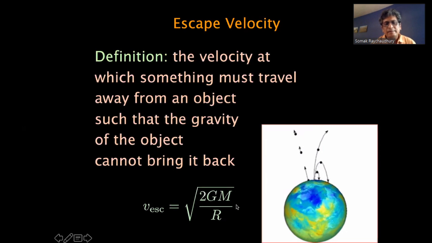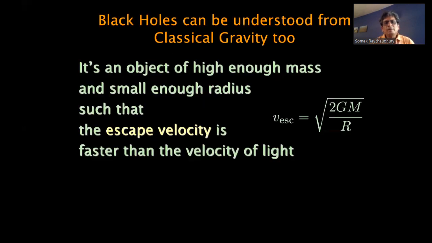And if you exceed this escape velocity, it'll finally not come down at all, and that is known as the escape velocity. This is a simple concept that comes from Newtonian gravity that's again taught at school. So black holes we can understand from this notion of classical gravity, even though it's not strictly the whole story, because the whole picture of gravity is not described by the Newtonian concept.